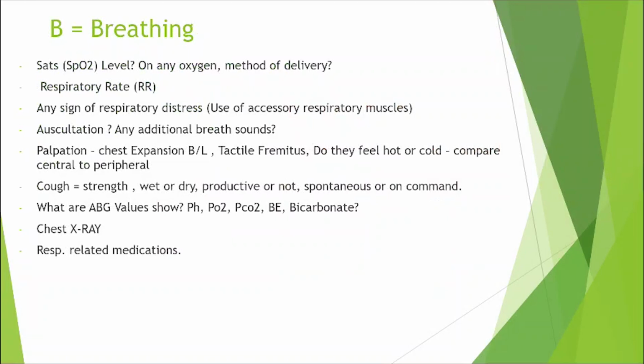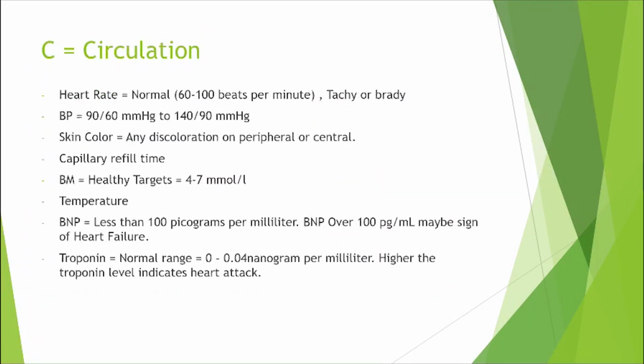So in A we looked at how is the airway, then in breathing, B, we check the SpO2, oxygen level, respiratory rate, any signs of respiratory distress, auscultation, palpation, cough, ABG, chest x-ray and respiratory related medication. So it gives a lot of idea regarding any respiratory related symptoms.